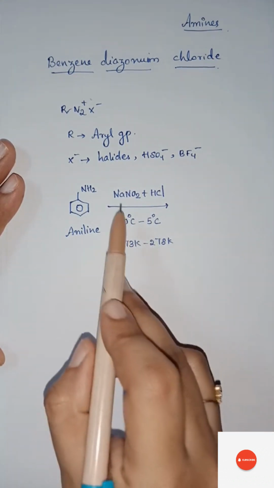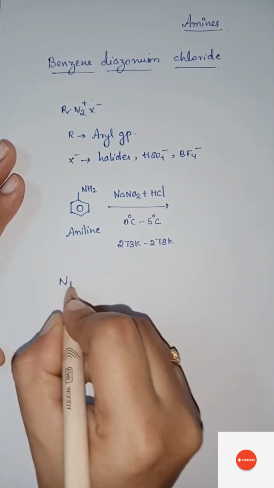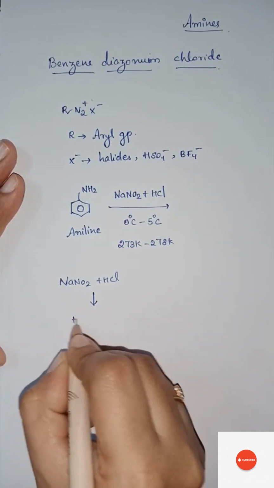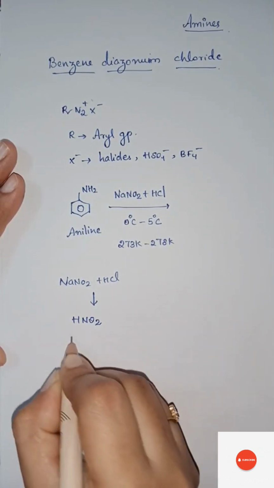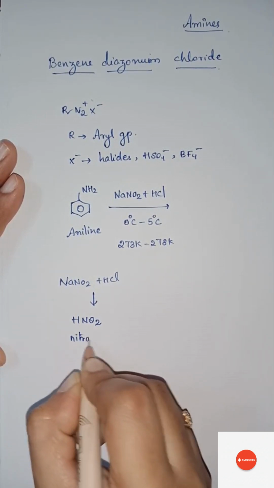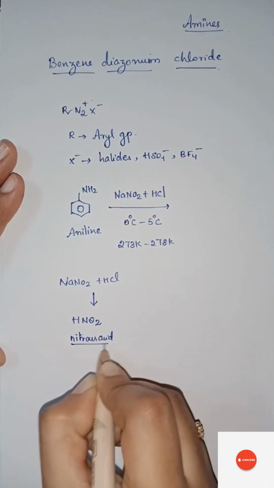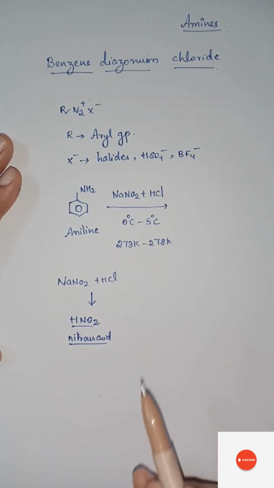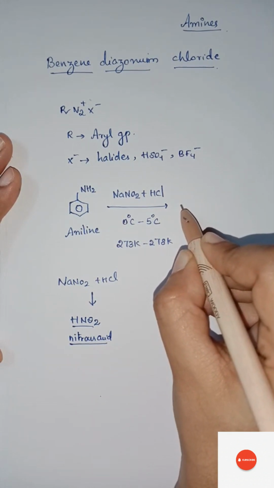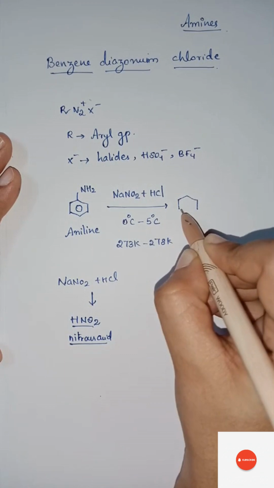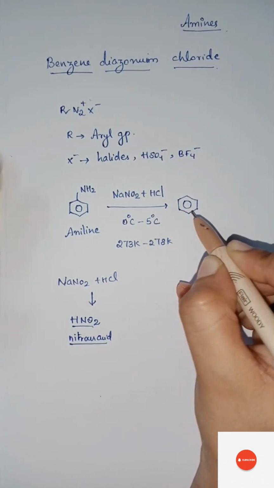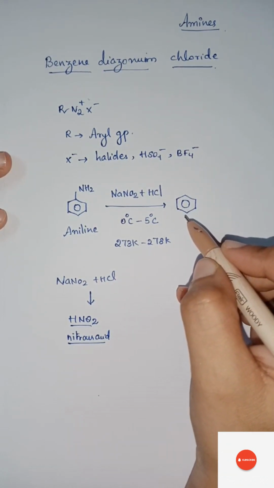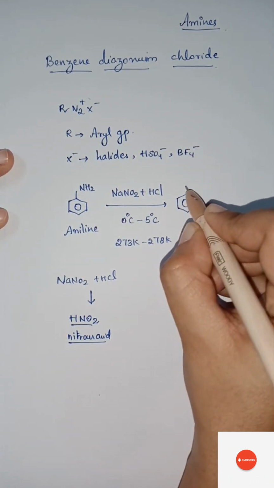And then what is the use of the sodium nitrite and HCl? The sodium nitrite and HCl combine to give a very important reagent called nitrous acid. This nitrous acid is stable only at this temperature, 0 to 5 degrees Celsius, and moreover the benzene diazonium chloride which is formed is also stable at 0 to 5 degrees Celsius. If we increase the temperature, like bringing it to room temperature, 25 degrees Celsius, the benzene diazonium chloride will decompose.